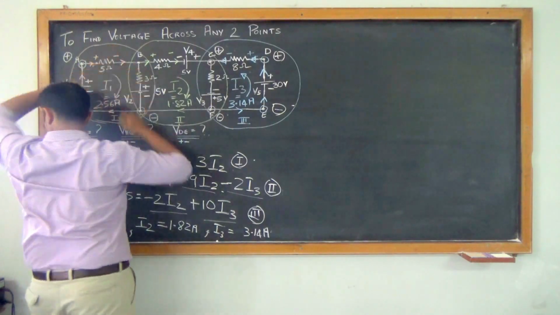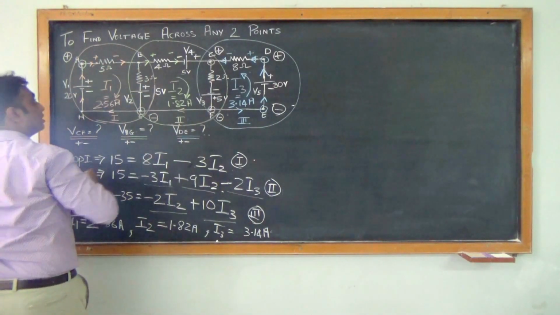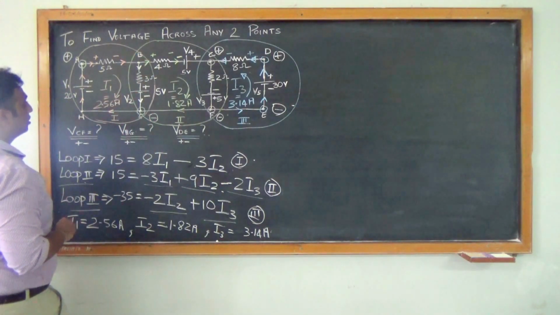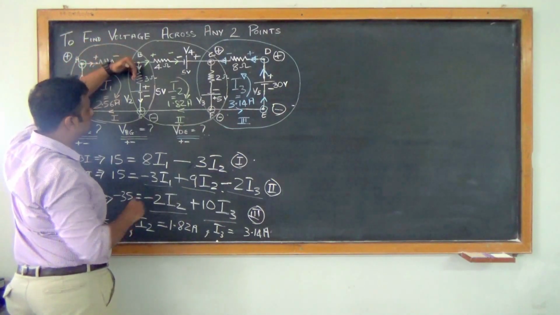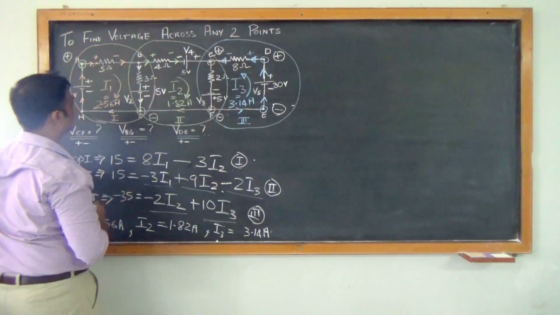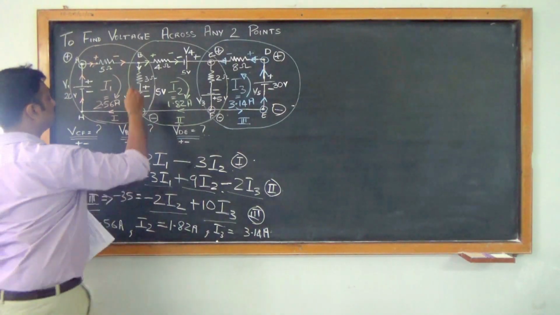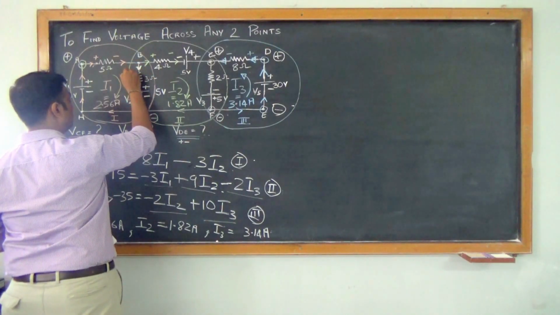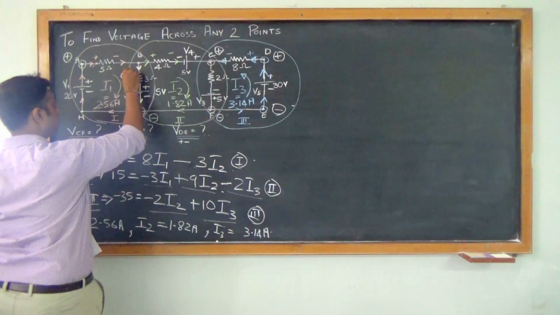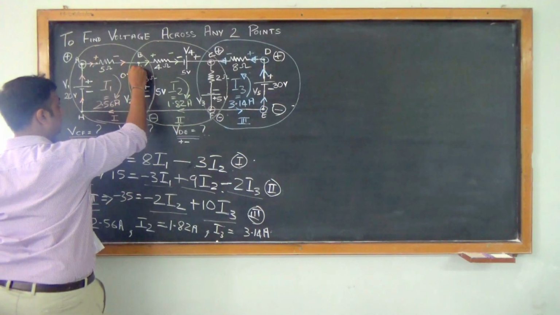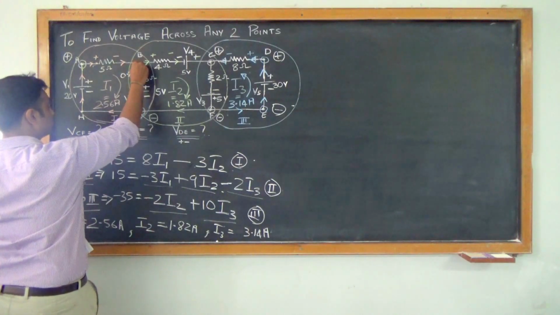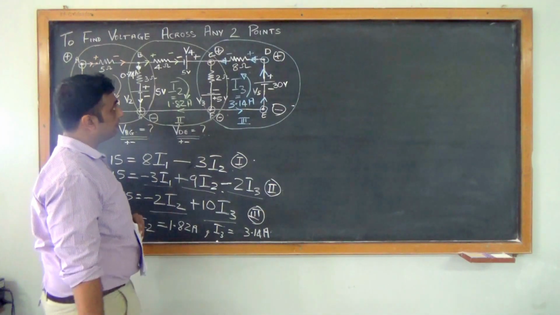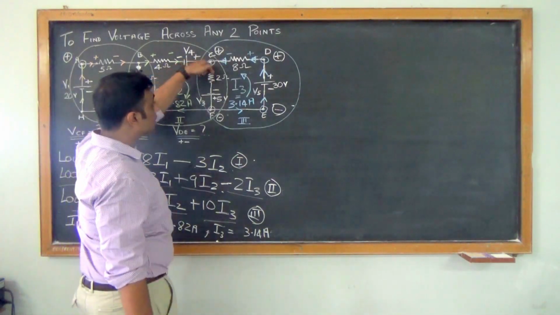Since I1 is greater, it will be from top to down. So we have 2.56 minus 1.82, which will give us 0.74 amps. So the current here will be 0.74 amps.